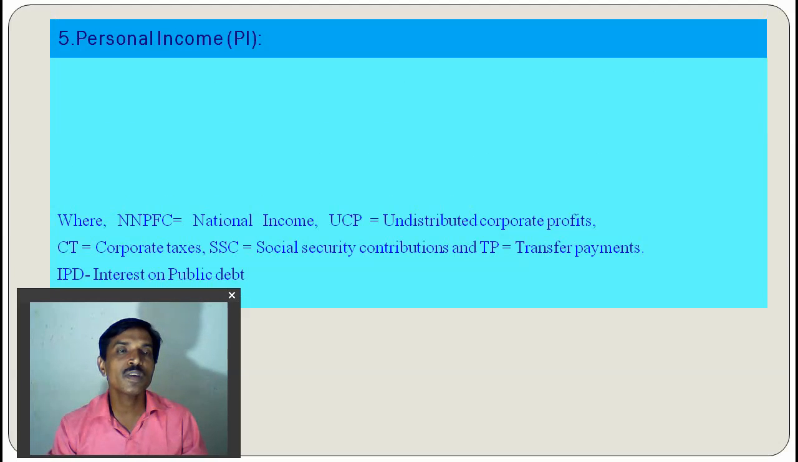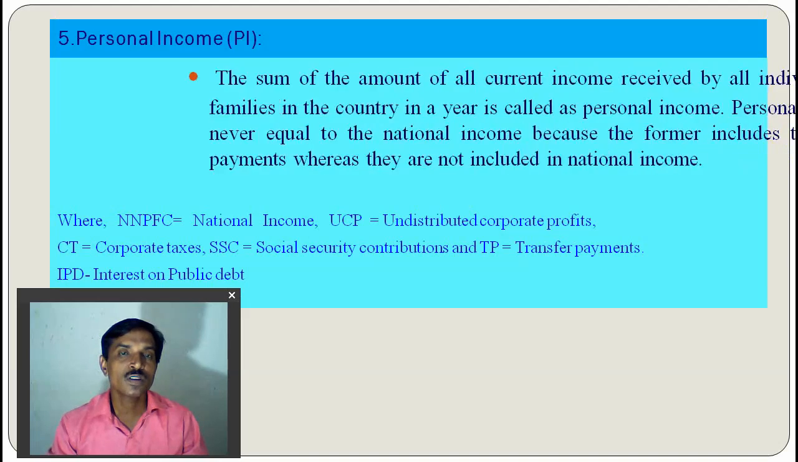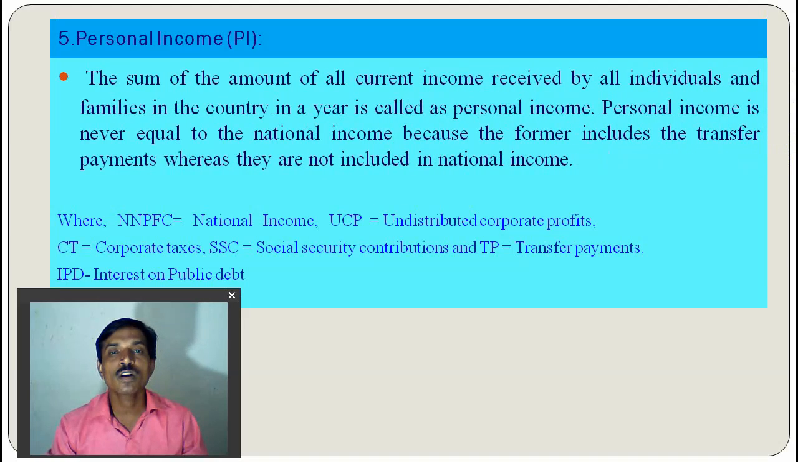The next concept is PI, which means personal income. The sum of all current income received by all individuals and families in the country in a year is called the personal income. So one individual's income received from all sources within the year is called the personal income. The personal income is never equal to the national income because the former includes transfer payments, which are not included in the national income.